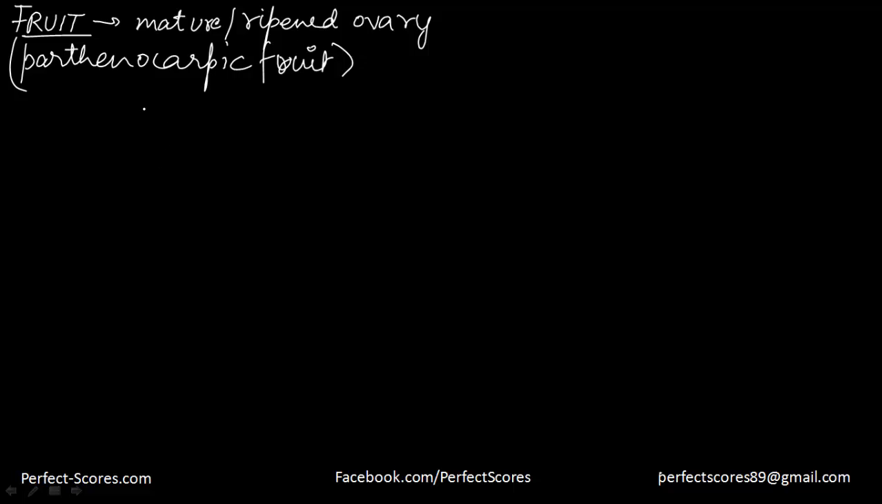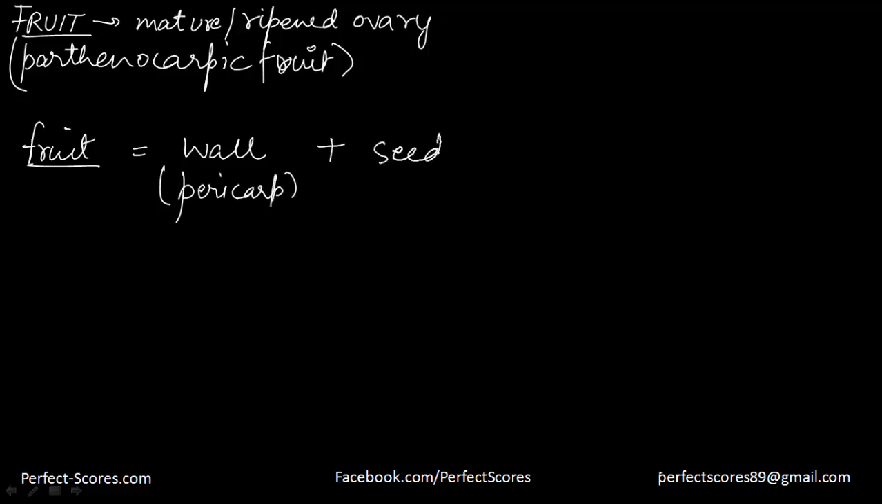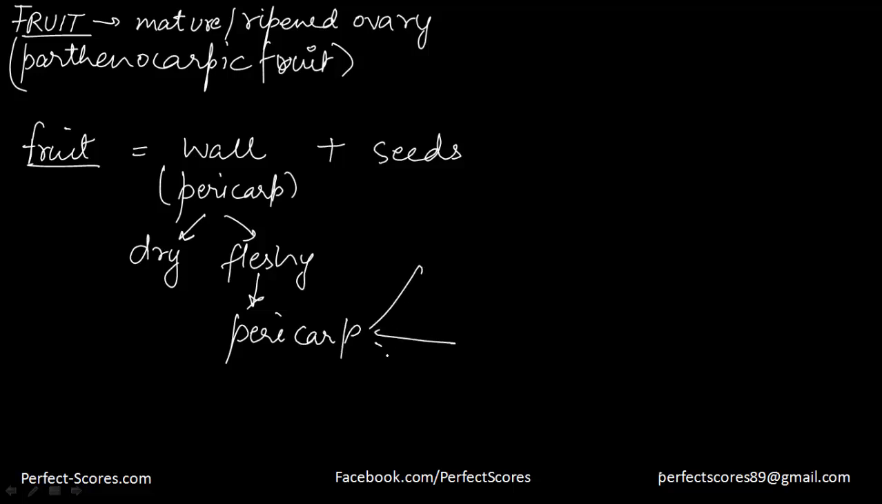Now apart from that, generally the fruit has two parts. It is made up of the wall of the fruit, which is known as the pericarp, and it is made up of seeds. Now the pericarp can either be dry or it can be fleshy. Usually when it's fleshy, it's used by humans as food. Now this pericarp, if it is fleshy, will be further divided into three parts.